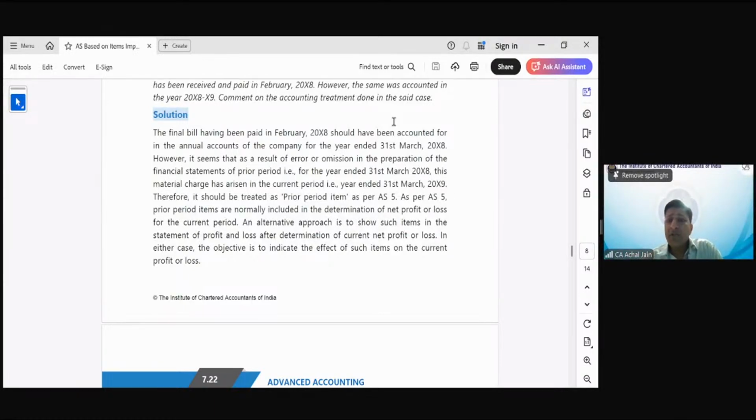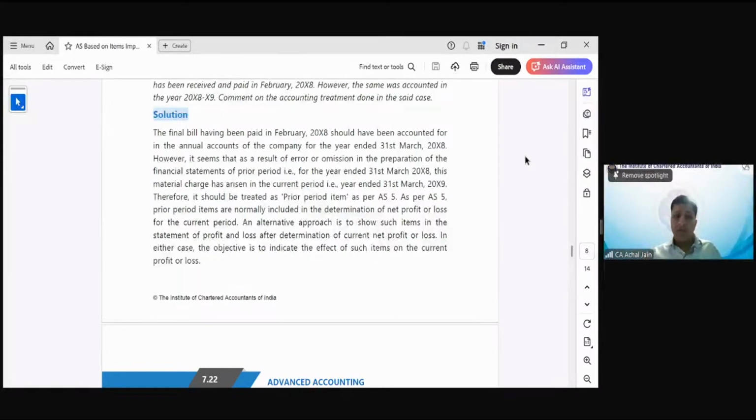Okay, it's given in the question. Yeah, so it appears as if it got missed in X7, X8. So that's why it would have been recorded in X8, X9. Okay, so whether it was intentionally done or not intentionally done, it doesn't matter to us. We discussed. It's an error. Correct? And you call it as prior period item. Clear? So am I clear on this? It's a prior period item. Okay? Yeah?